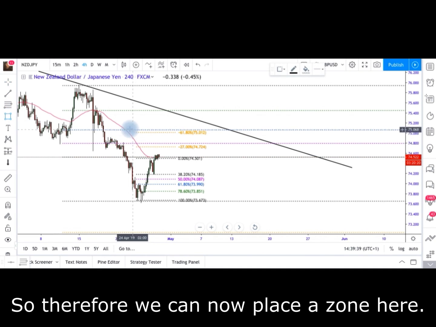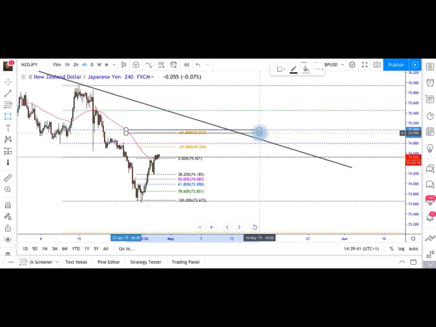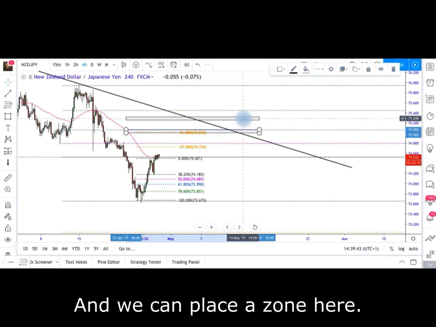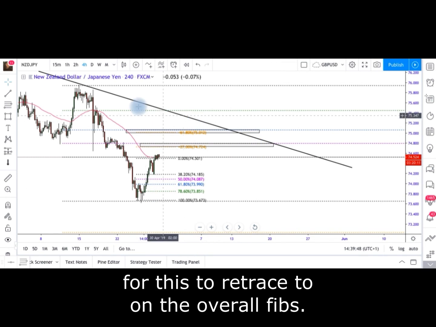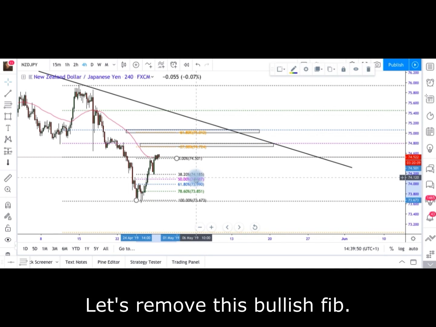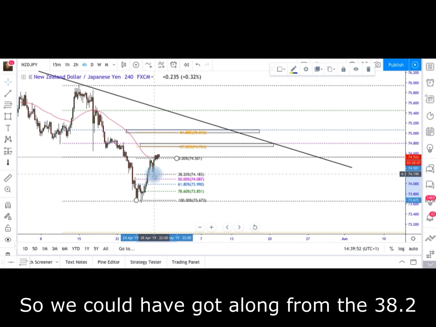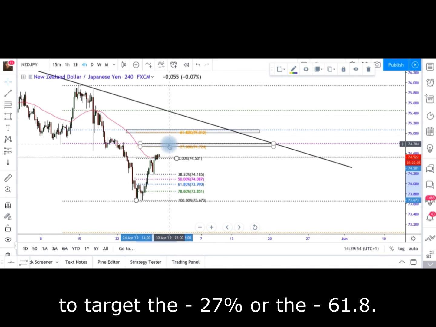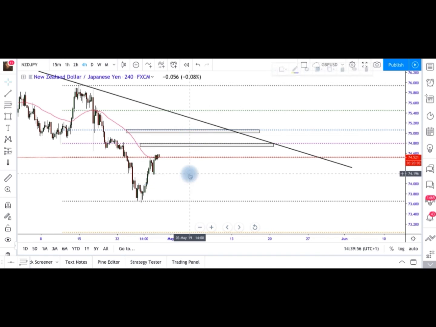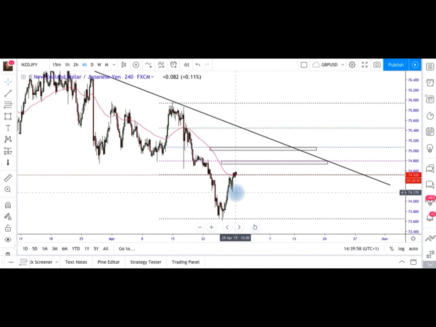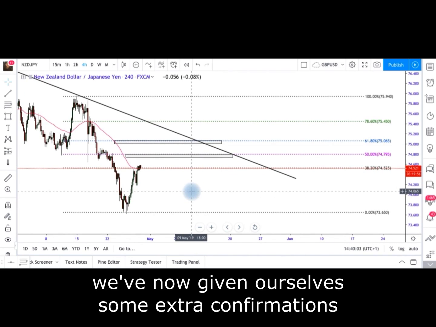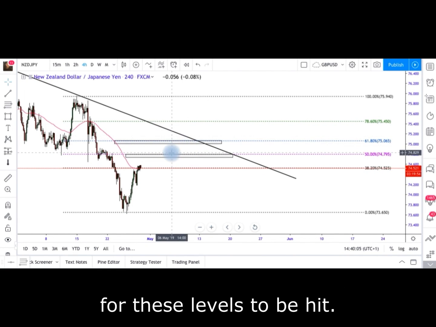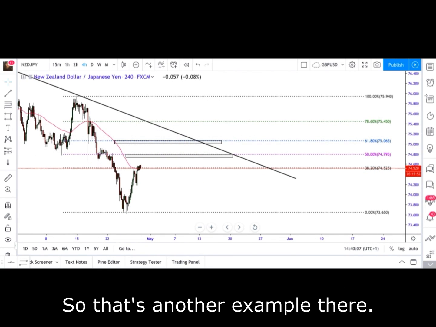So therefore, we can now place a zone here, and we can place a zone here. So these are our two potential targets for this to retrace to on the overall fib. So let's remove this bullish fib. So we could have gone along from the 38.2 to target the minus 27% or the minus 618. So now by using that temporary smaller bullish fib, we've now given ourselves some extra confirmations for these levels to be hit. So that's another example there.